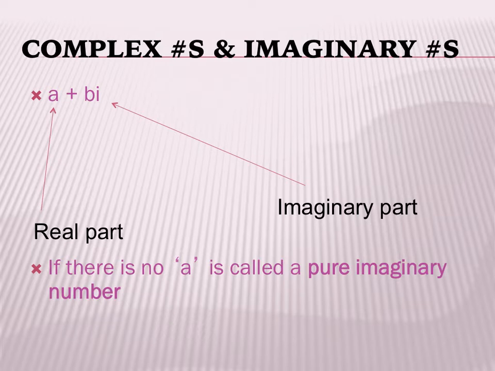There's something called standard form, which is this. Standard form is a plus bi. The a is the real part, so the number without the i will always go first. And then the b is the imaginary part, and that comes second. If there's no a, it's called a pure imaginary number. If there was no i, it'd be a real number.